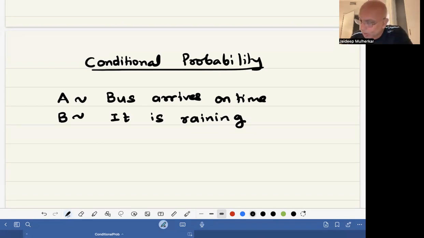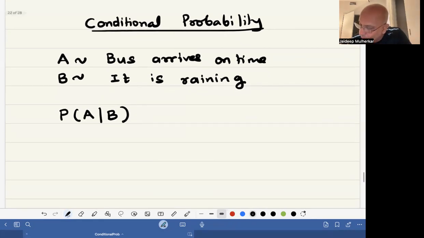So by experience, you know that the events A and B are somehow related, and you would like to know the probability that the bus arrives on time, given that it is raining. So I will denote this probability as probability of the event A given B. Okay. So this is denoted as probability that the bus arrives on time, given that it is raining.